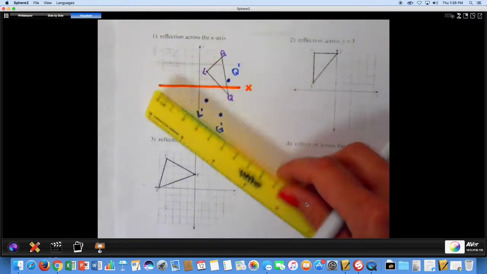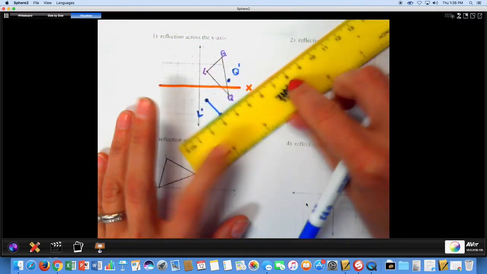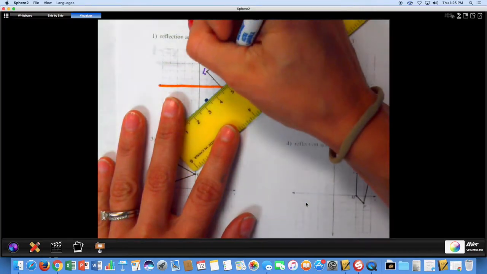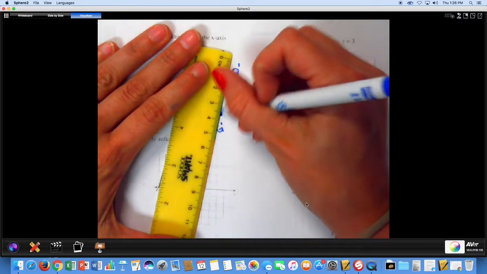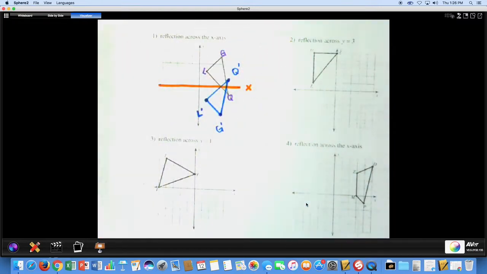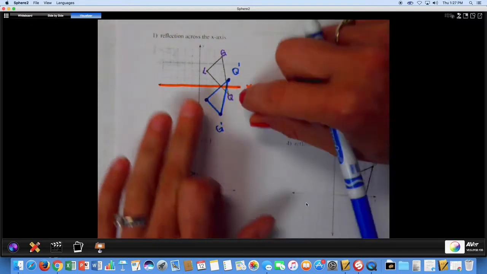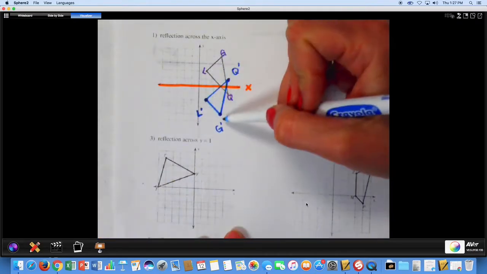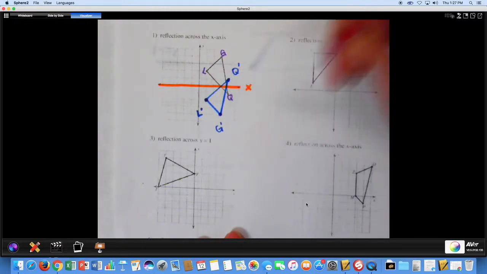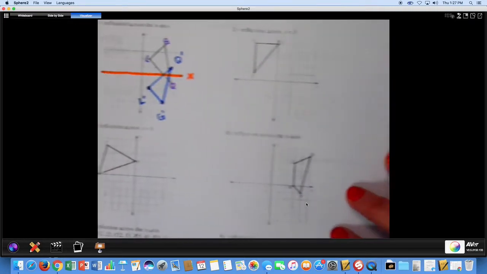And when you reconnect them, yep, they're going to overlap your original figure, and they're also going to overlap your x-axis. But that's okay. It's supposed to. So now you have this, it's almost looking like a butterfly image, but it is a reflection. If you were to fold along this x-axis, the L would land on the L prime, the G would land on the G prime, and the Q and the Q prime would also land on each other. Okay, maybe I ought to do one more just to be safe. So let's go to number 2.